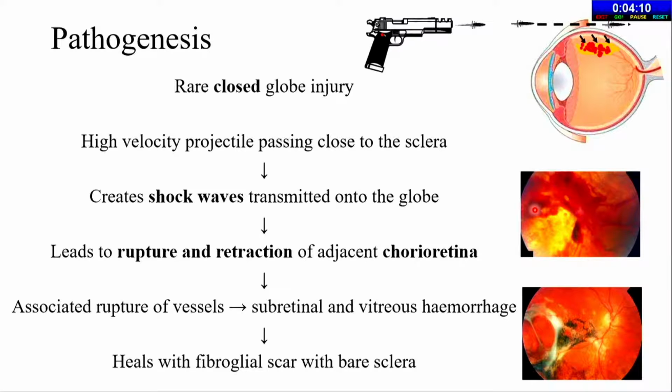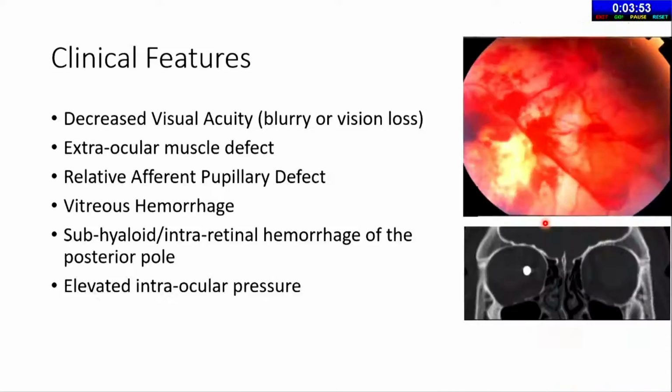There will be associated rupture of vessels leading to subretinal and vitreous hemorrhages, which are depicted in this fundus image. This heals with fibroglial scar with bare sclera. This fundus image shows the fibroglial proliferation and scar formation, and this shows the bare sclera.